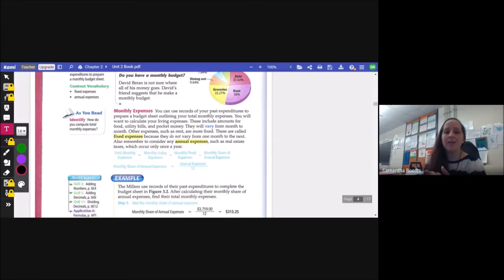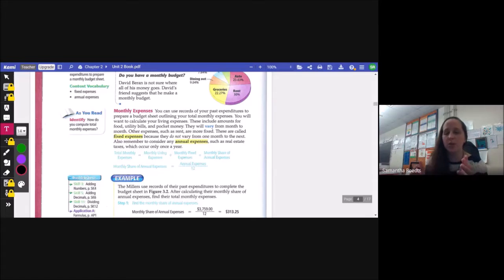Also, you want to consider any annual expenses. So a real estate tax, which only occurs once a year. If you have a house, you might have a house tax or something along those lines. So your total monthly expenses equal your monthly living expenses, your monthly fixed expenses, and your monthly share of annual expenses. You take all your annual expenses and divide them by 12. That gives you your monthly share of annual expenses, and that's how you find it.